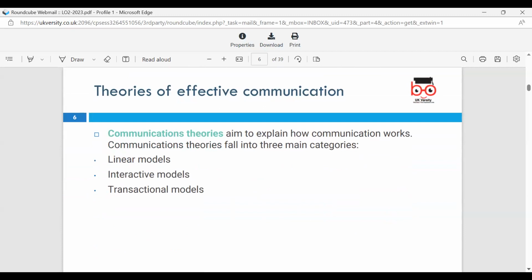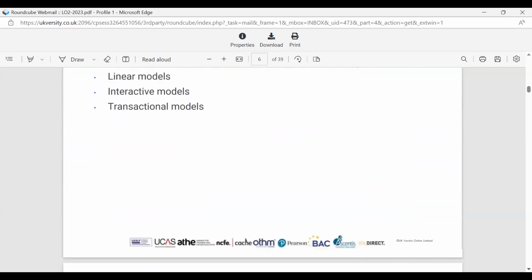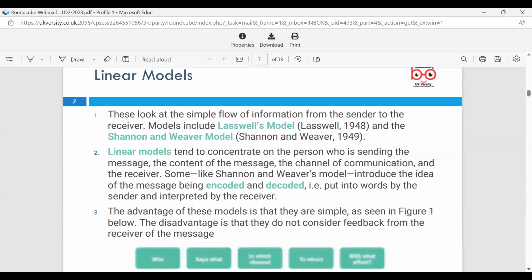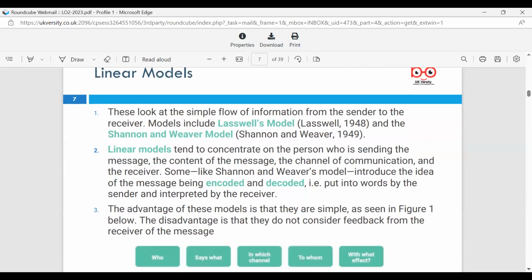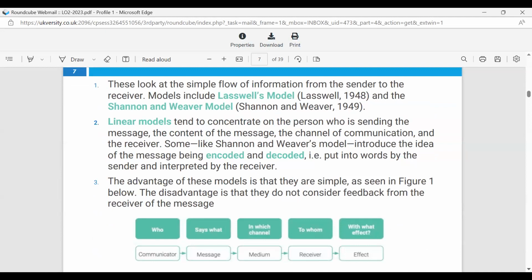Theories of effective communication. Communication theories aim to explain how communication works. Communication theories fall into three main categories: linear models, interactive models, and transactional models. The linear models look at the simple flow of information from the sender to the receiver. Models include Lasswell's model and Shannon and Weaver's model. The linear model tends to concentrate on the person who is sending the message, the content of the message, the channel of the communication, and the receiver.